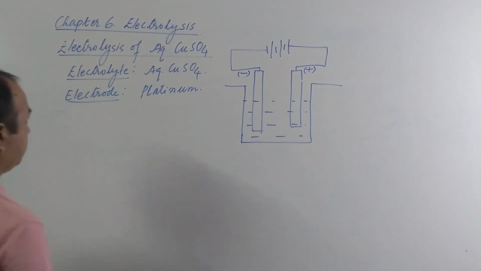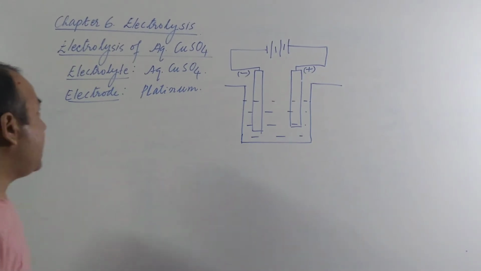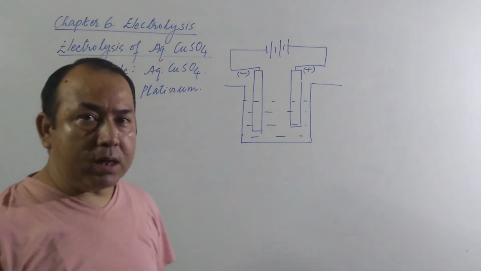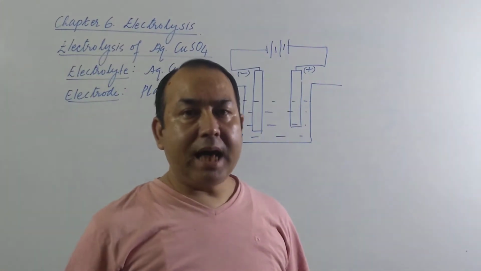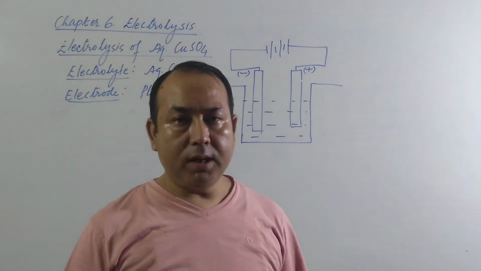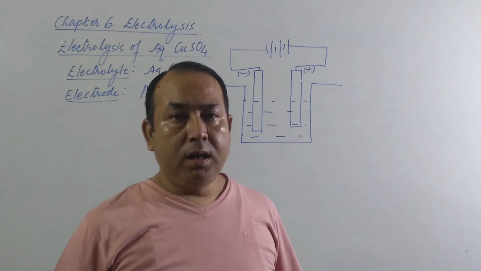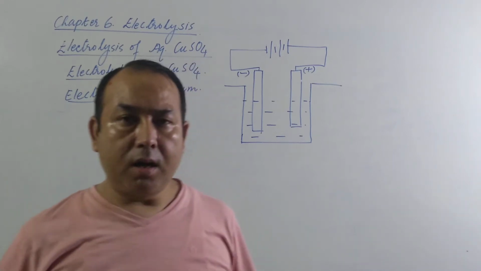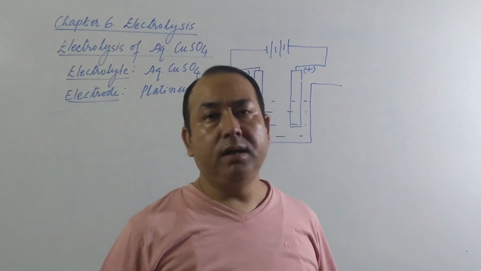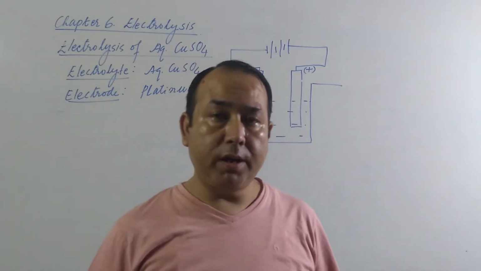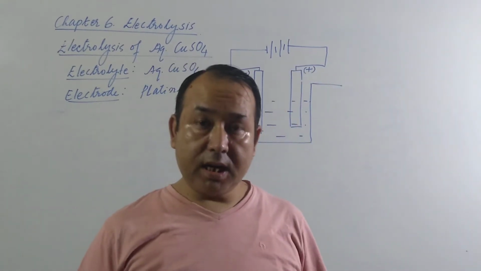Next, electrolytic dissociation. Now you need to understand that along with a little amount of water, traces of sulfuric acid are added to the copper sulfate. You can also be asked the reason why a little sulfuric acid is added to the copper sulfate solution while conducting electrolysis of aqueous copper sulfate. At that time you need to say that it is to increase its electrical conductivity.